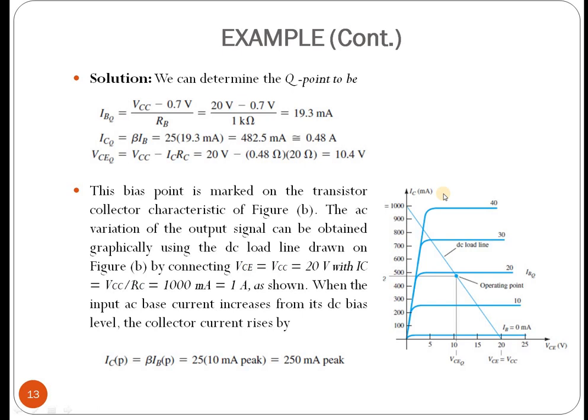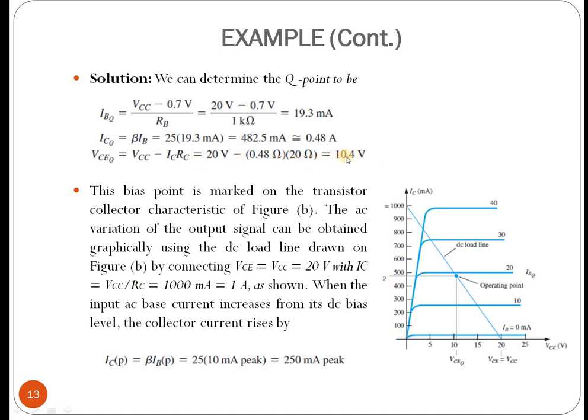First, we need to determine the Q point, that is, the values of IB, IC and VCE at the Q point. According to the previous equations, at the Q point the base current IBQ is VCC minus 0.7 divided by RB, so that is 19.3 milliampere. Then ICQ is equal to beta times IB, that is 25 times 19.3 milliampere, approximately 0.48 ampere. Then VCEQ is VCC minus IC RC, so the result is 10.4.